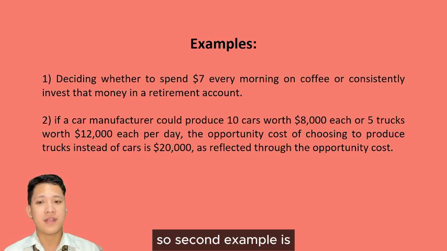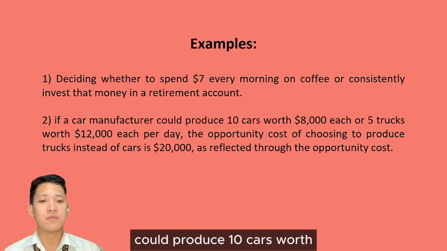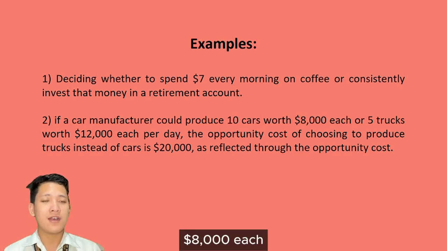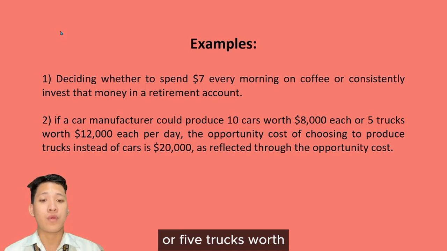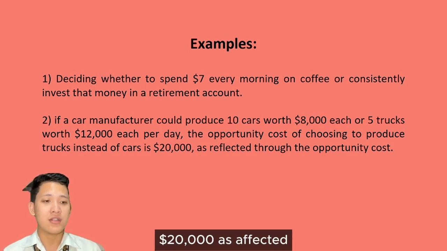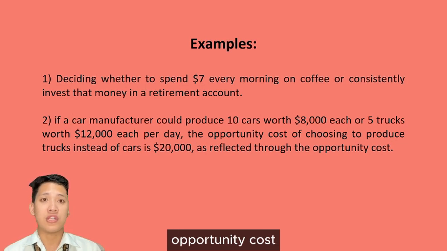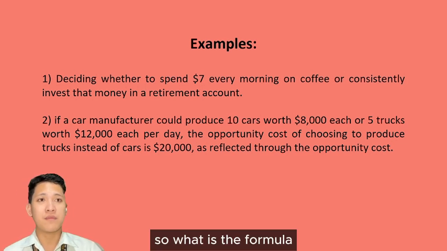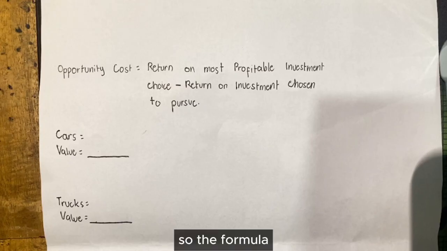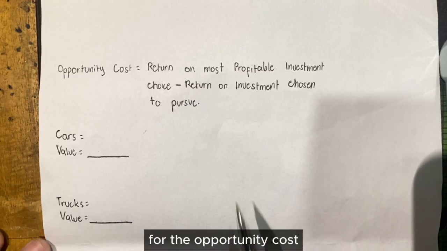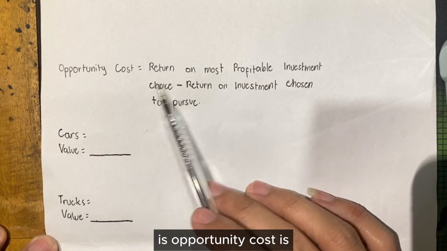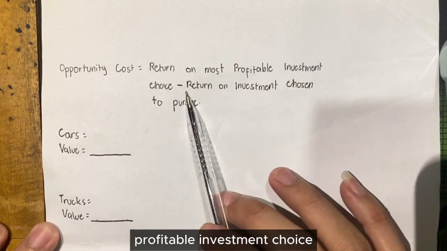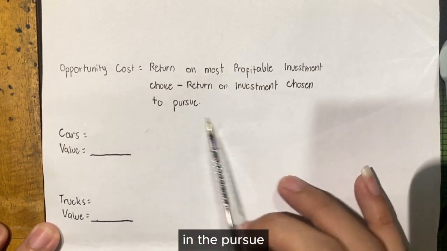So the second example is, if a car manufacturer could produce 10 cars worth $8,000 each or 5 trucks worth $12,000 each per day, the opportunity cost of choosing to produce trucks instead of cars is $20,000. So what is the formula of opportunity cost? The formula is opportunity cost equals the return on the most profitable investment choice minus the return on the investment chosen to pursue.